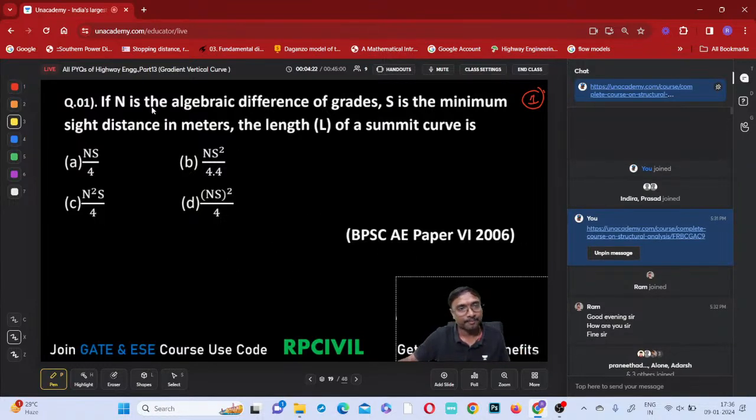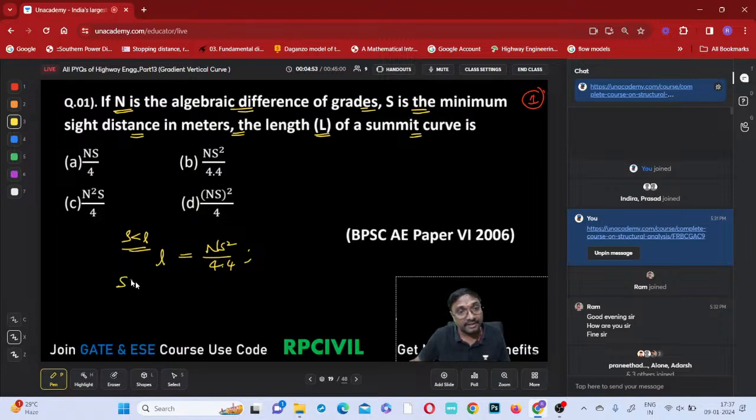Very good from YouTube. If N is the algebraic difference of these grades, you can say net deflection angle, and S is the minimum sight distance in meters, then the length of this summit curve is, right? What is the minimum sight distance? The absolute minimum sight distance will be SSD only. Whenever it is at SSD, if sight distance is lesser than the length of the curve, L will be equal to N S square by 4.4.